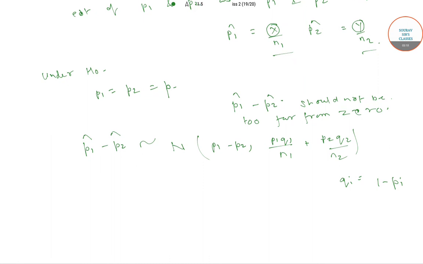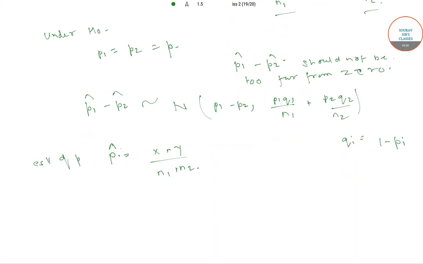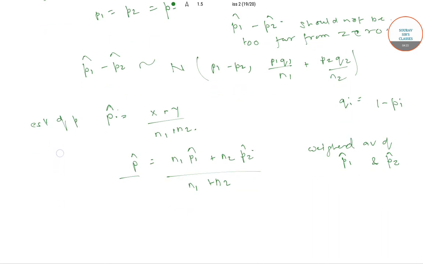Now under H0, our p1 equals p2 equals say some p, then the estimate of p, that is p cap, would be equal to x plus y divided by n1 plus n2, that is total number of successes divided by total number of observations. And again p cap can be written as n1 p1 cap plus n2 p2 cap divided by n1 plus n2. So this p cap is a weighted average of p1 cap and p2 cap.